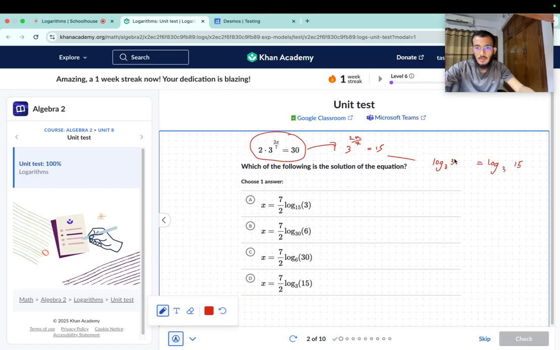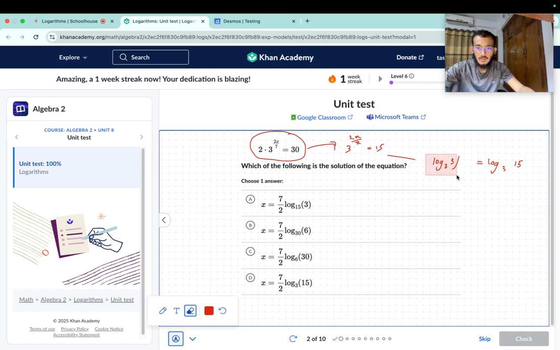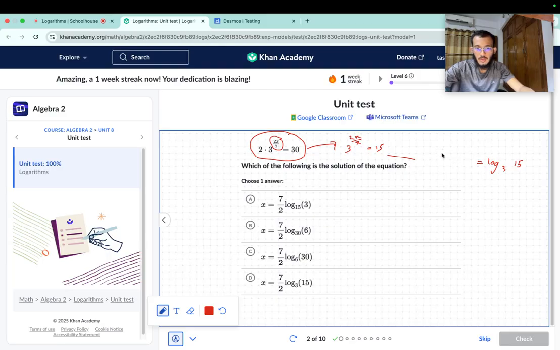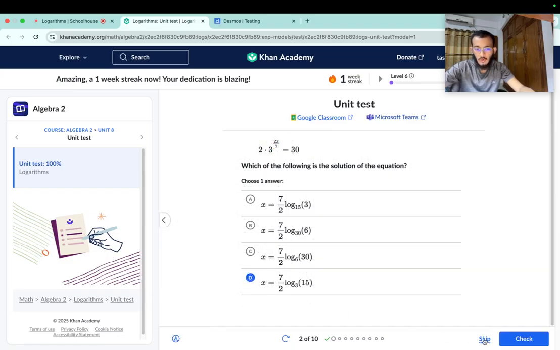Now, because when we have the same base and argument, this becomes 1, we can choose not to write this, and this power we can bring out using the logarithm rule. So we have our solution, which is x equals 7 by 2 times log base 3 of 15. So this aligns with option D.